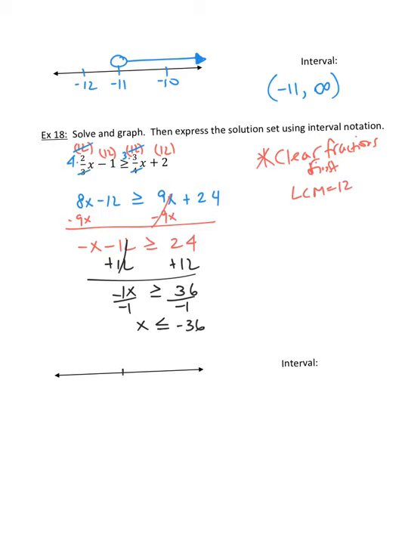So on a graph, here's negative 36, negative 37, and negative 35. X is less than or equal to negative 36, so I'm going to color in my circle to say it could be equal or less to the left. Take a minute, pause the video, see if you can write the interval notation. It should be from left to right, negative infinity all the way up to negative 36, including the negative 36.